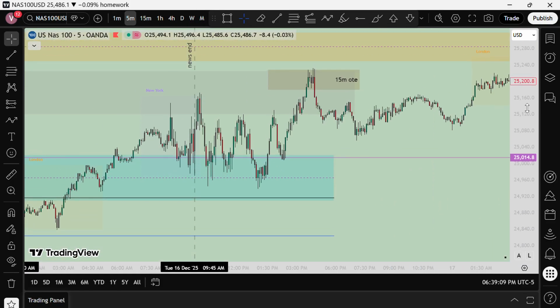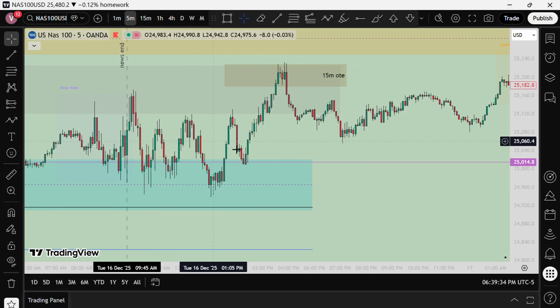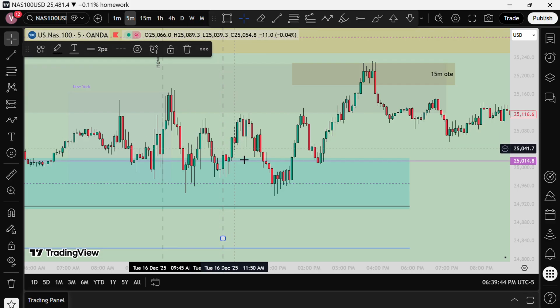Okay, this is the day of Tuesday. And after the news, if you see, price kept dashing into this fair value gap midpoint, consequent encroachment, multiple times, and something happened right around here. And this would be a lunch hour macro. This is the lunch hour. This is where the lunch hour starts.